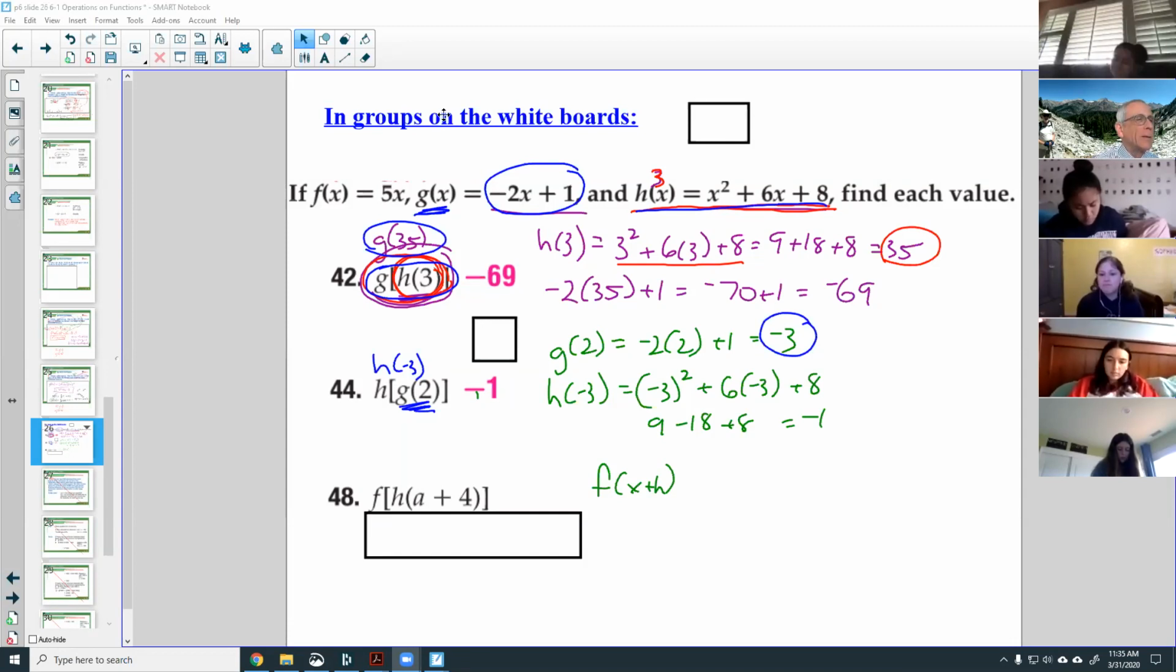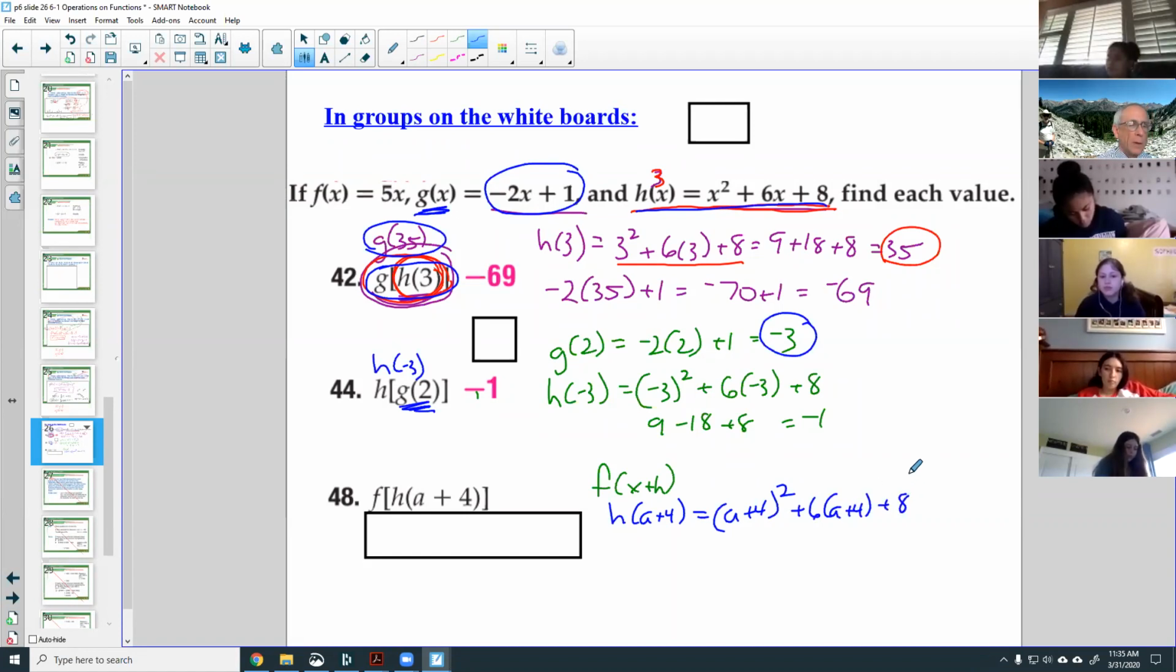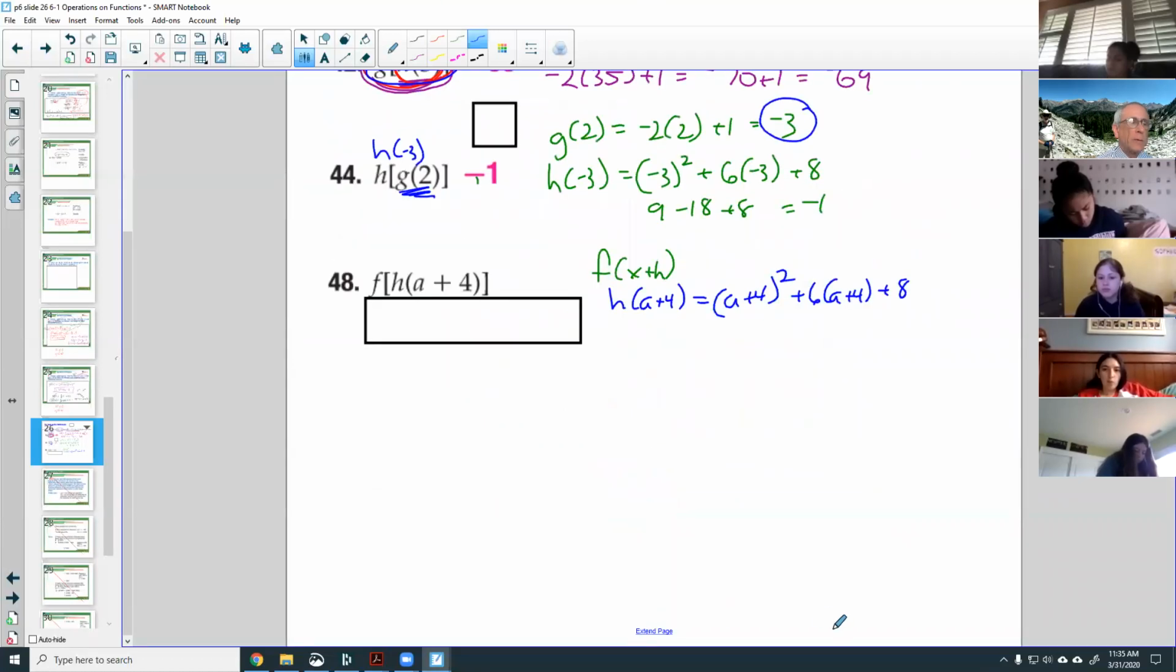Okay, so tell me what I need to do to get started here. First you have to do h times a plus 4. And so you have to FOIL a plus 4 because it's squared. So that's going to be a plus 4 squared, and then plus 6 times a plus 4, plus 8.